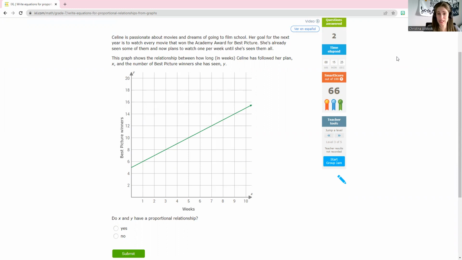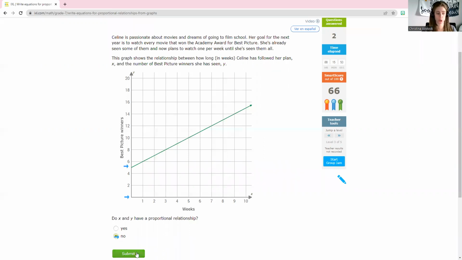That would be a no. It doesn't meet both requirements. In order for it to be proportional, it has to be a straight line, which it is, but it also has to start at the origin. It has to go through the origin, and this graph right here starts probably at about 5-ish, and the origin is way down here at 0, 0. So this would be an example where it's not proportional.